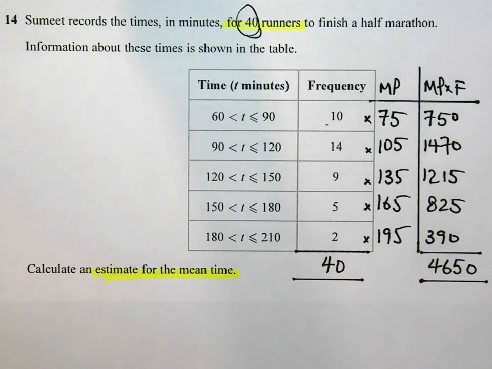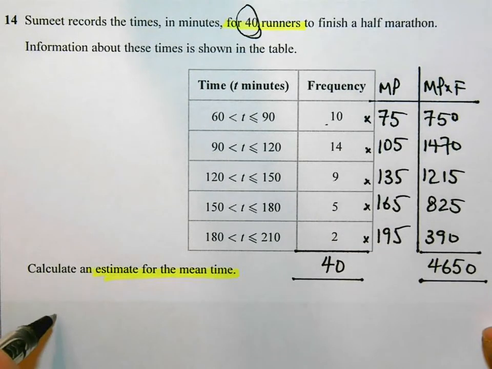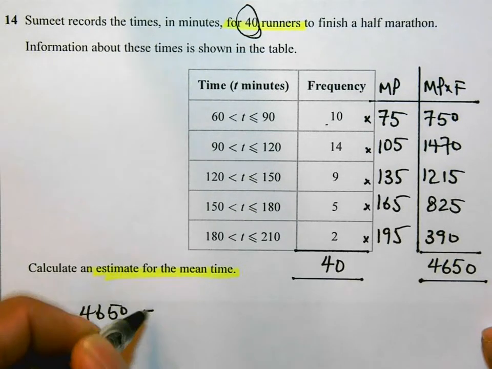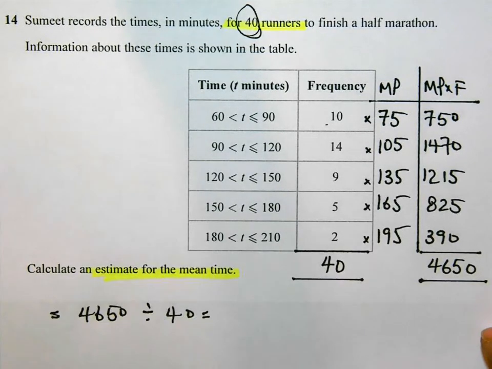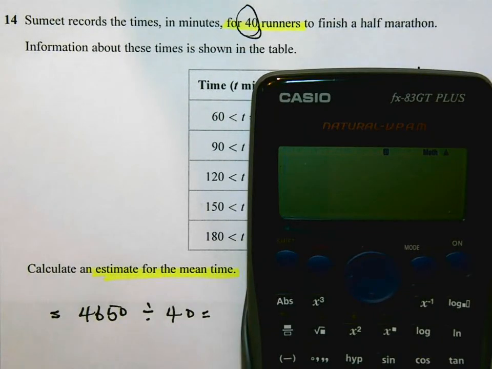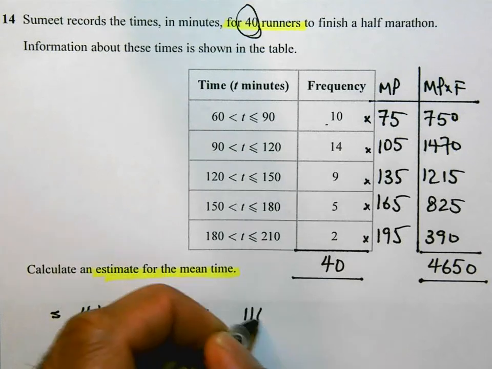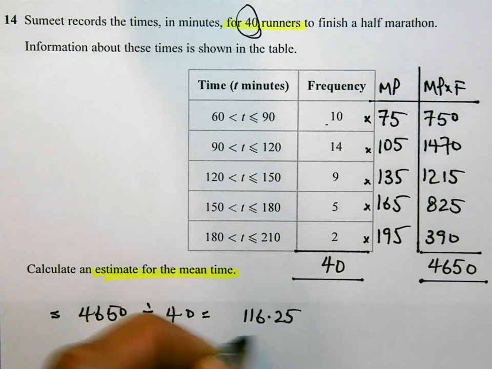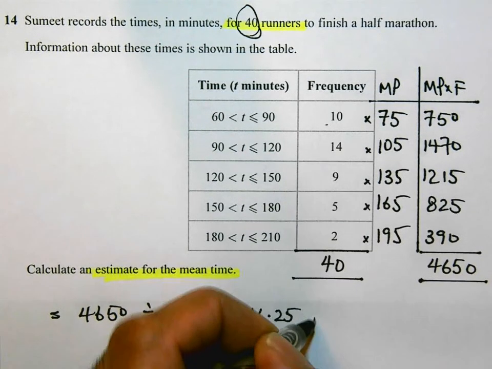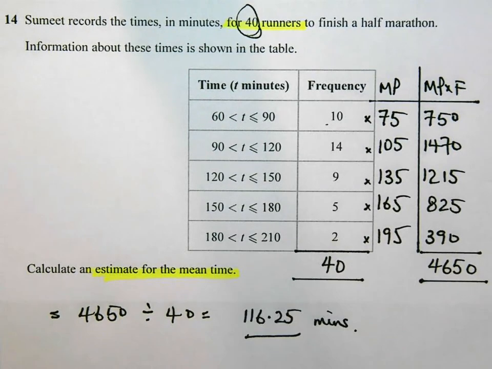Okay, so to work out the estimated mean, I'm going to do 4,650 divided by 40 using my calculator. 4,650 divided by 40, and that gives me 116.25. And that is what I'll write in the answer space. Remember, that's in minutes, but that's been written for you in the answer space.